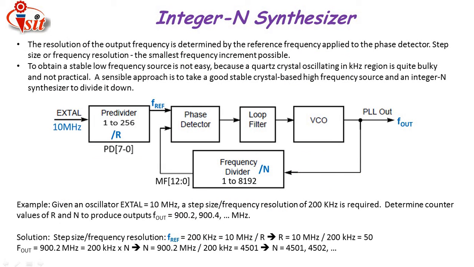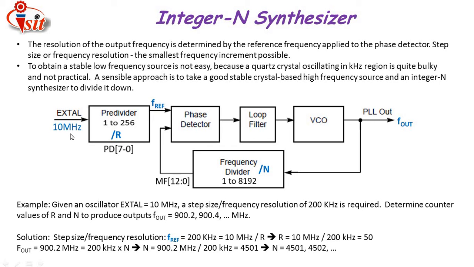Then next is the integer N synthesizer. The integer N synthesizer is a frequency divider circuit whose value varies between 1 and 8192. The N synthesizer value we are taking over here will be decided by that frequency divider circuit, and that value ranges from 1 to 8192. How that value is going to vary, just see over here. For the resolution, we are giving an external input frequency signal of 10 megahertz.